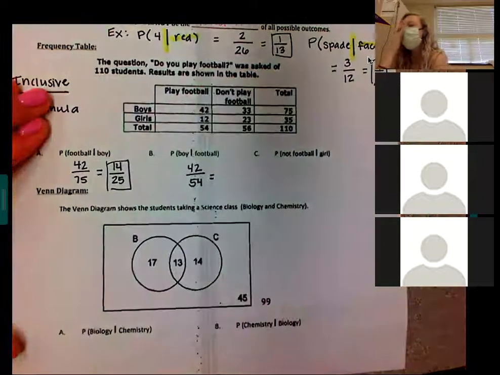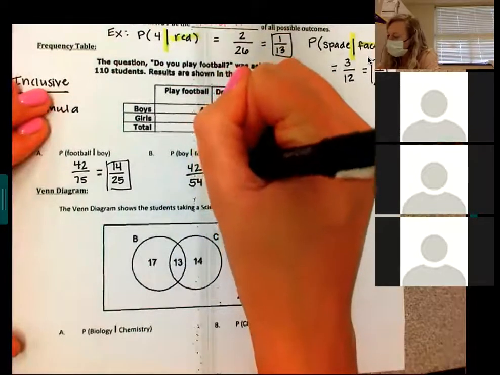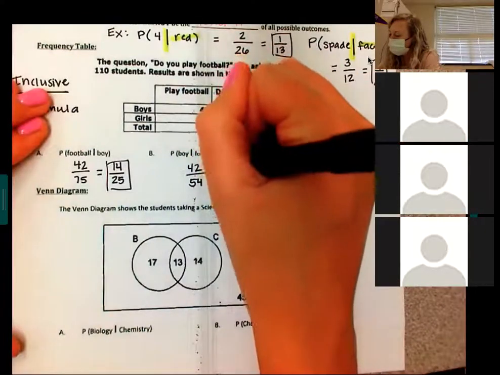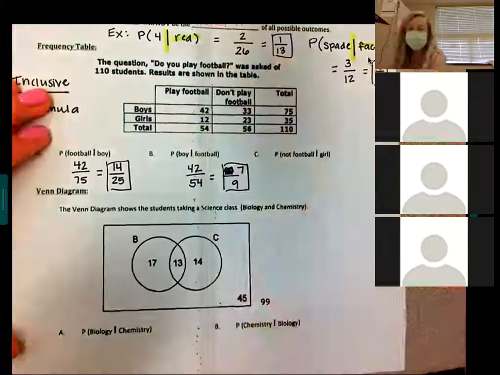42 over 54, let's see, they're both divisible by 3. I think it's just 3. Am I wrong? No, it's 6. You're right. There we go. 7 over 9. Very good. Extra credit, you two.